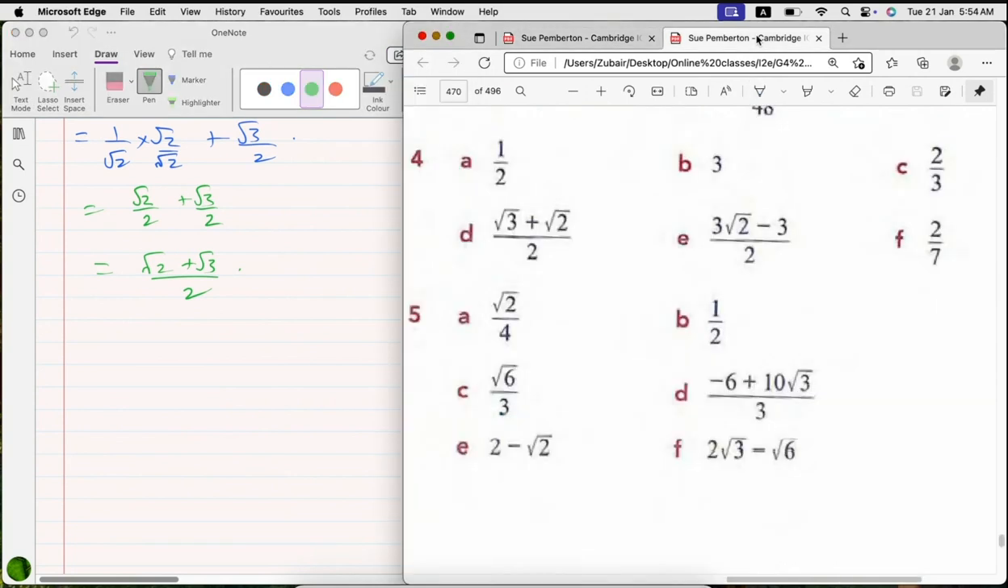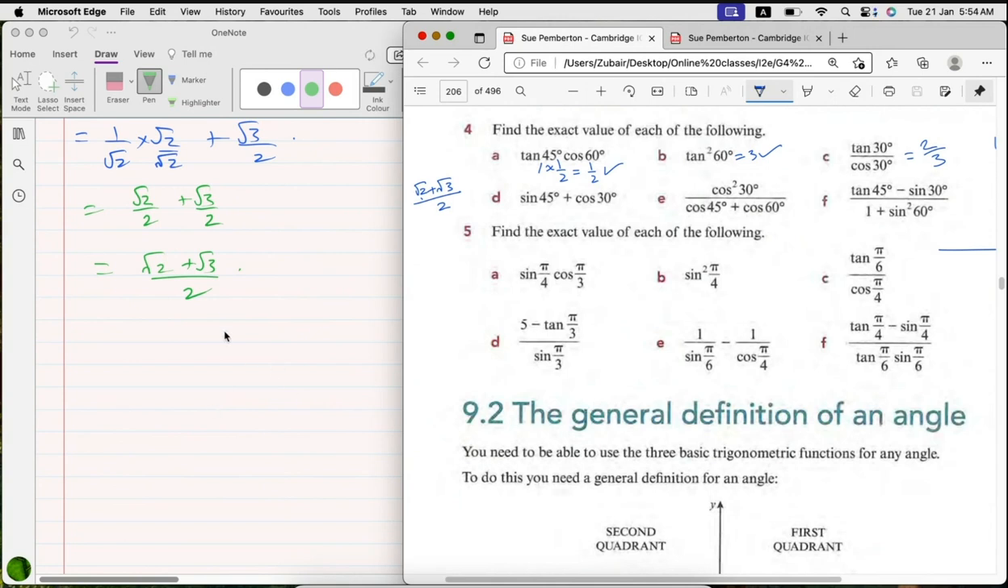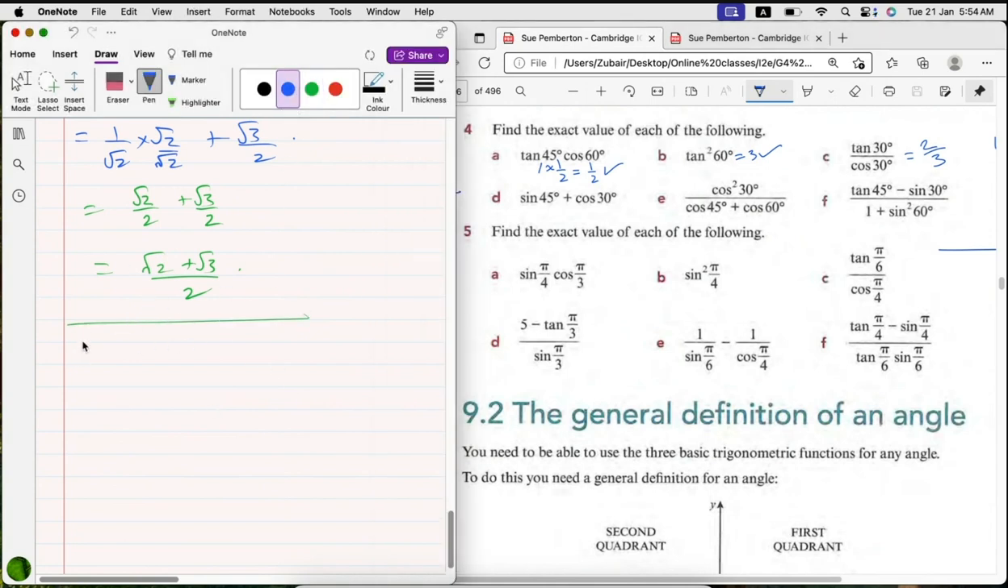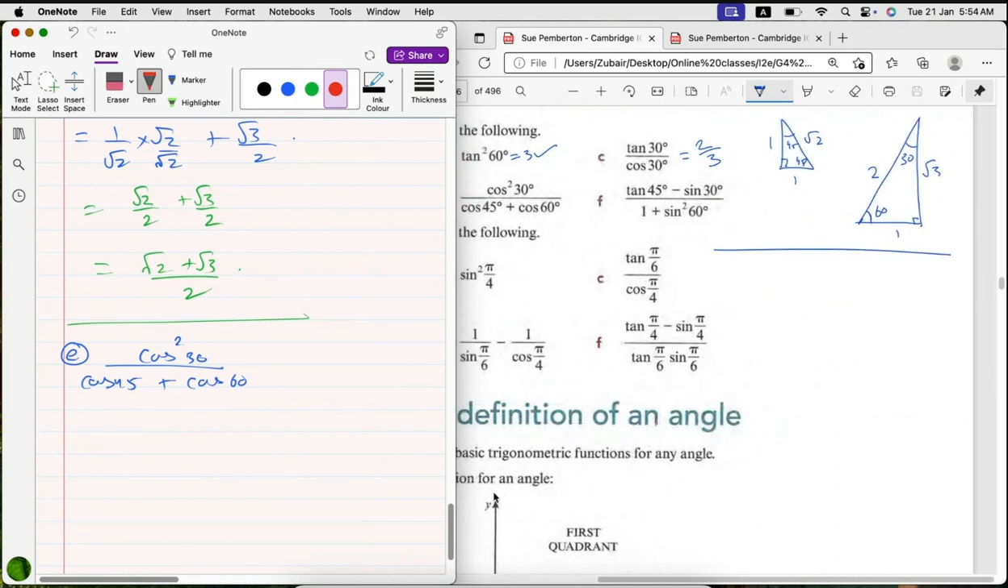6/4 square root 2. We have something else, this plus minus sign and rationalizing. The next part is cos squared 30 over cos 45 plus cos 60. So cos 30 is square root 3 by 2, whole squared, over cos 45 which is 1 by square root 2, plus cos 60 which is 1 by 2.